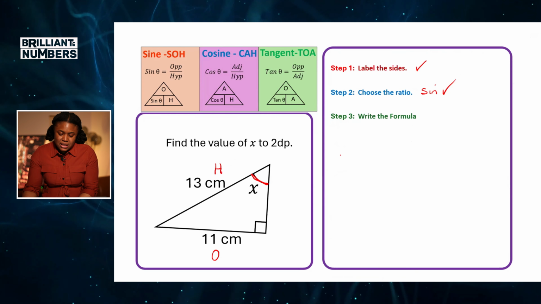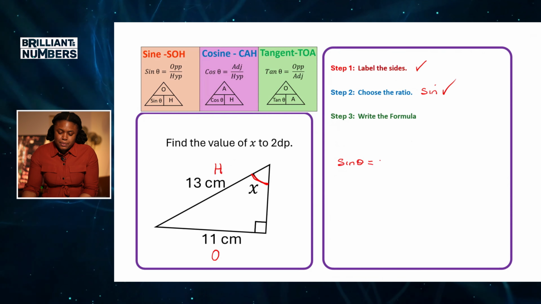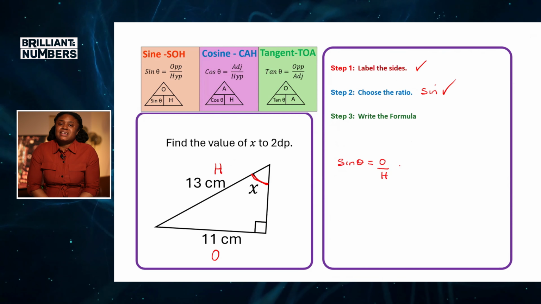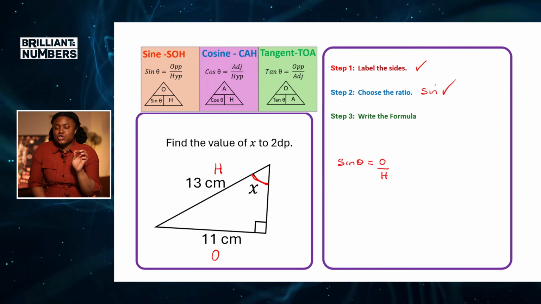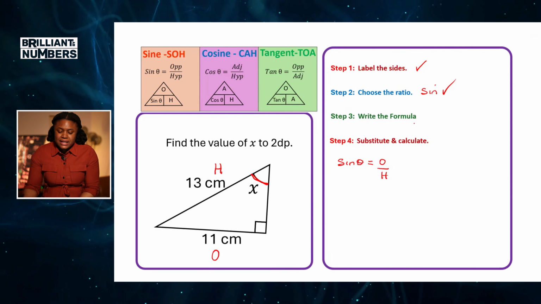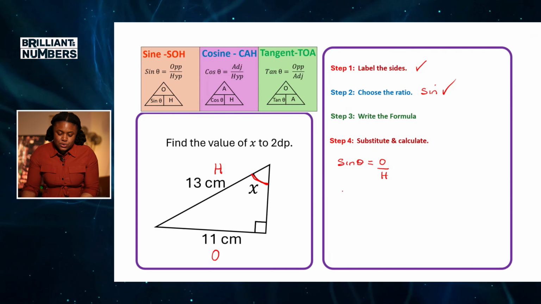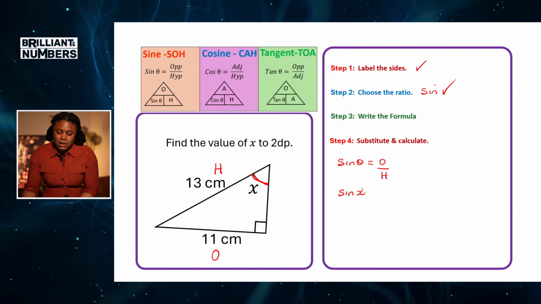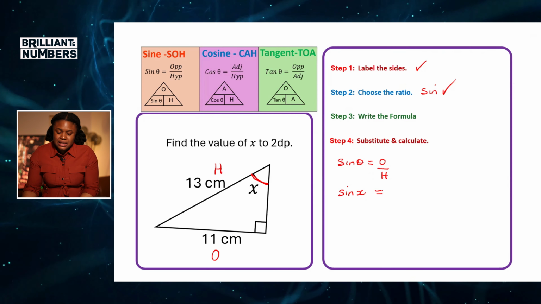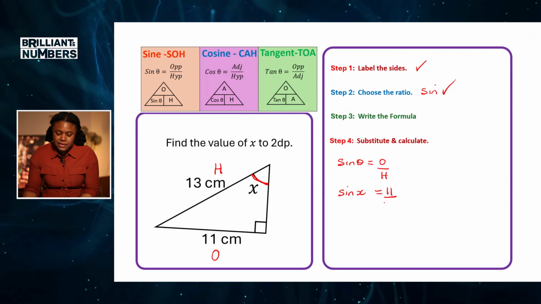So sine theta is equal to the opposite side divided by the hypotenuse. Now in this particular question, theta is given to be x. So I'm going to rewrite this, and I'm going to substitute at the same time. So sine x, x is what I'm asked to find, is equal to the opposite side, which is 11, divided by the hypotenuse, which is 13.